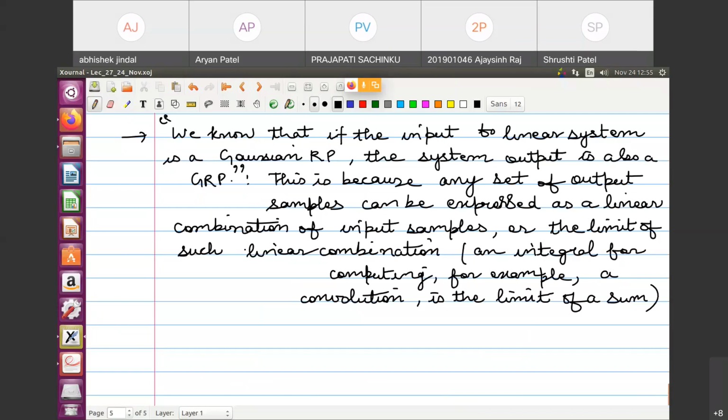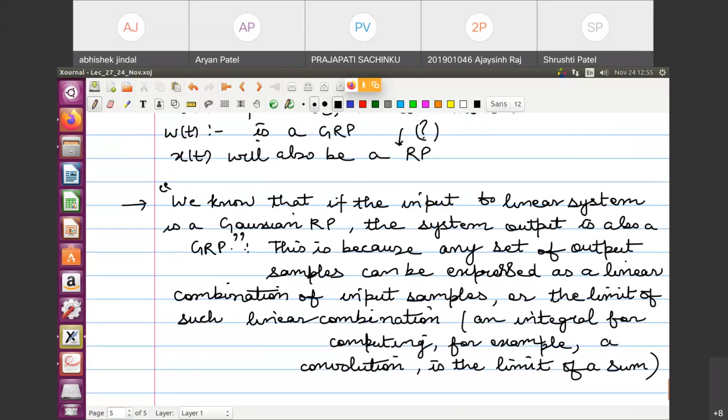Now this was the definition of a GRP, of what a Gaussian random process is: that for any t1, t2 up to t_n, if I collect the random variables, their linear combination should lead to a Gaussian random variable. So if it is a GRP, this will hold. So when the output of the system came, it is a linear combination of the input samples. So obviously it is Gaussian, because that was the definition of the Gaussian random process which was at the input. So the output will also be a GRP. Okay, so this is what this is.